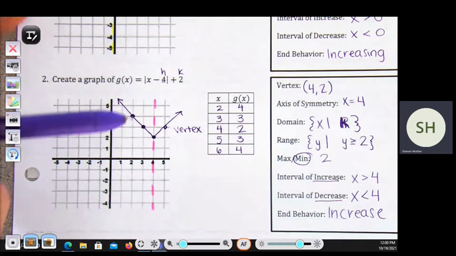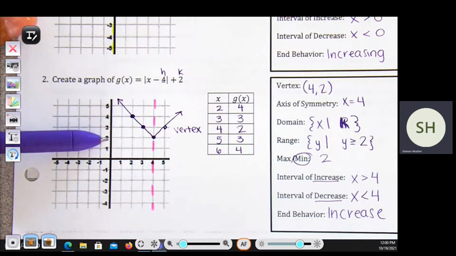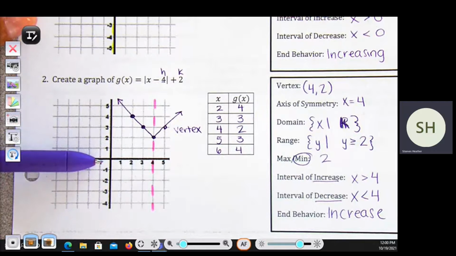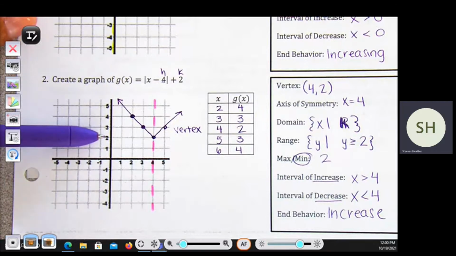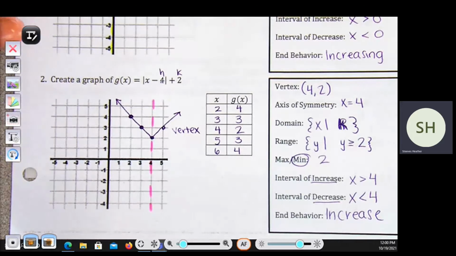Range, you're looking at the smallest y value that can be used. So the smallest y value that's ever going to be used is 2. It never touches 1. It never touches 0. It's never going to cross the x-axis. So everything has to be greater than 2. And if it was decreasing, it would be everything is less than 2.